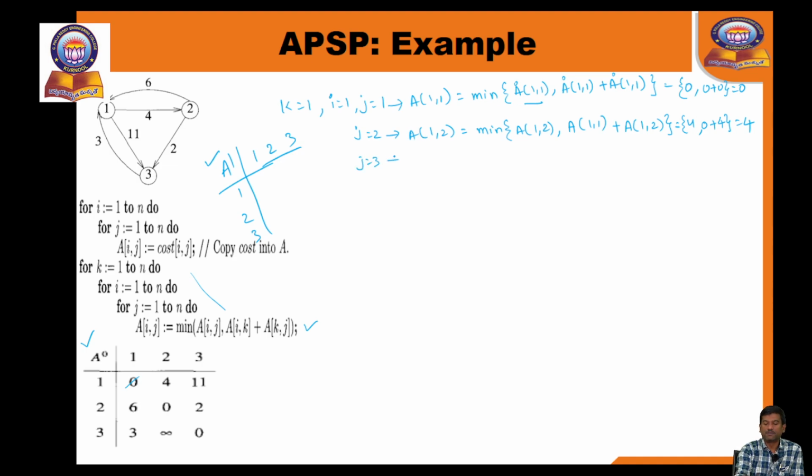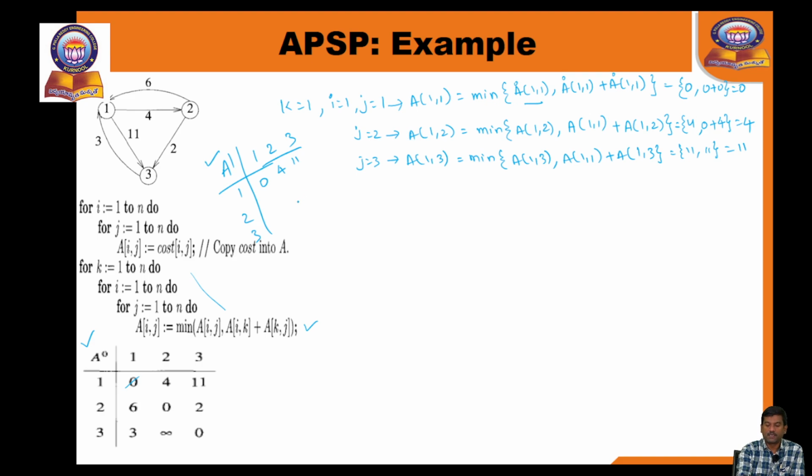Similarly, take the value of j equal to 3, that is A of 1 comma 3, and then you will be finding the minimum of A of 1 comma 3 comma A of 1 comma 1, because i value is equal to 1, k value is equal to 1, plus A of k, j, where k value is equal to 1, j value is equal to 3. So here A of 1, 3 is the minimum of 11 comma 0 plus 11, that will be equal to 11. So here you will be including A of 1, 1 is equal to 0, A of 1, 2, which we have found to be equal to 4, and A of 1, 3, which is equal to 11.